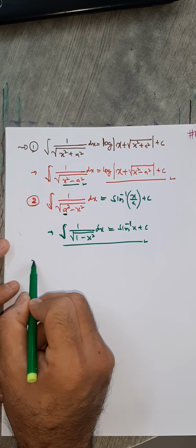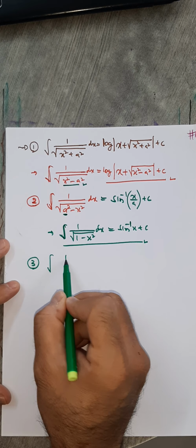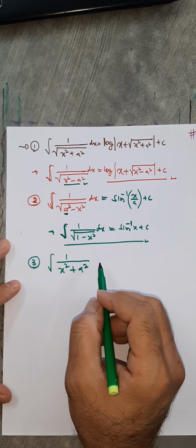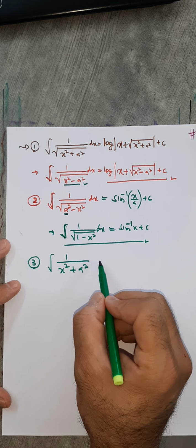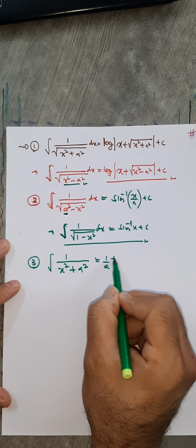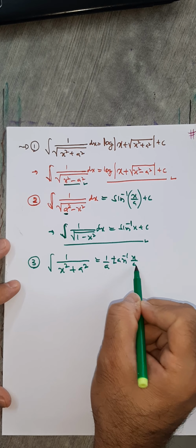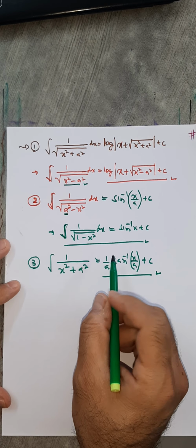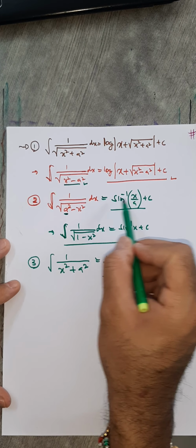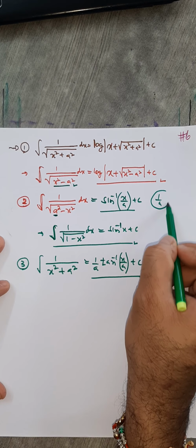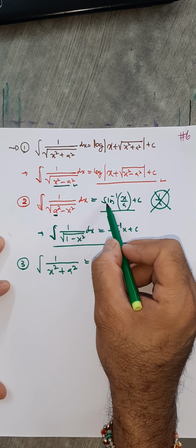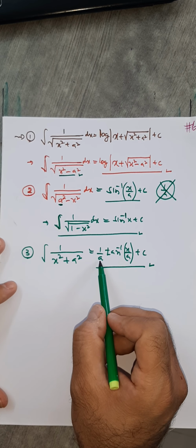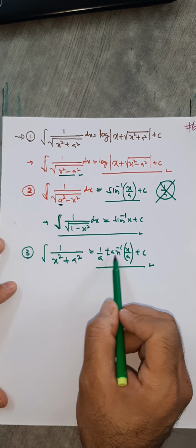Okay. And third one, which we'll use here, that is without square root, 1 upon x square plus a square. It is given by 1 upon a tan inverse x by a plus c. Remember, in the formula of sine inverse, you are not having 1 upon a. In the formula of tan inverse, you do have 1 upon a, remember.